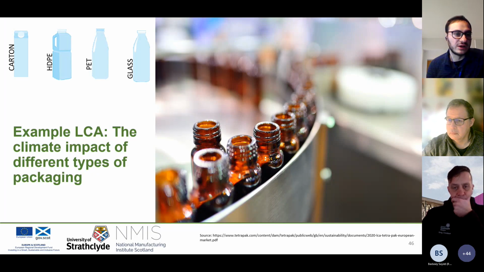In our example, what we have is 4 different types of beverage packaging. We have one made from carton, one made from HDPE plastic, the other one from PET, and the typical glass.